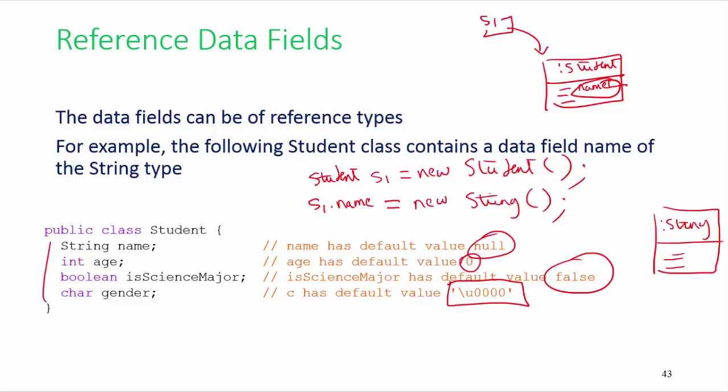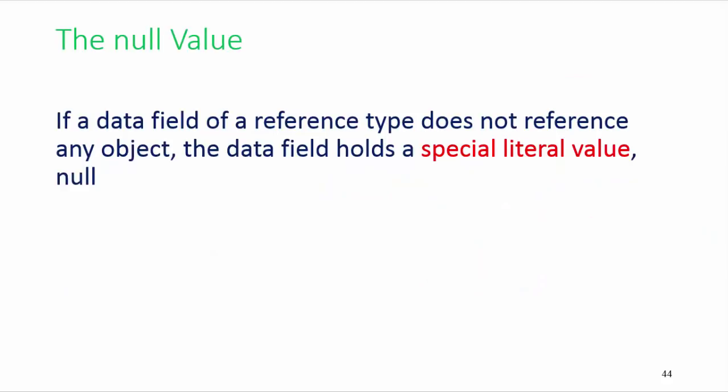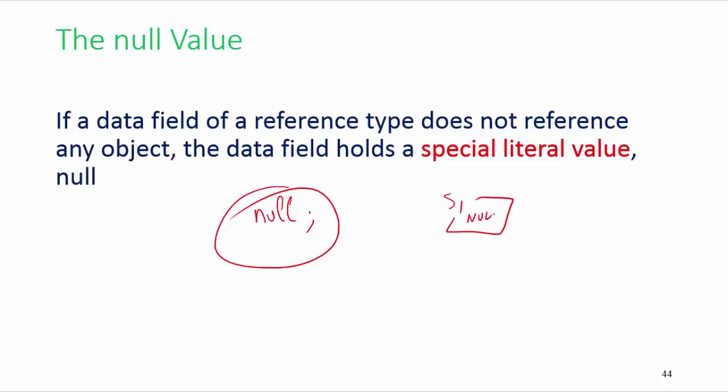Now, I mentioned that if you have a reference field, it gets a special literal value called null, uppercase N-U-L-L. This is very useful. It's used whenever you have a reference variable. If you put null inside it, so s1 equals null, what you are saying is, I don't refer to an object yet. Later, you can assign a reference that points to a new object that you created with the new operator.